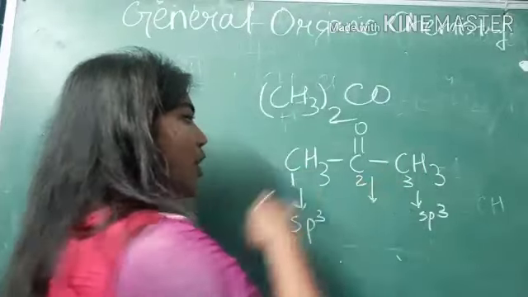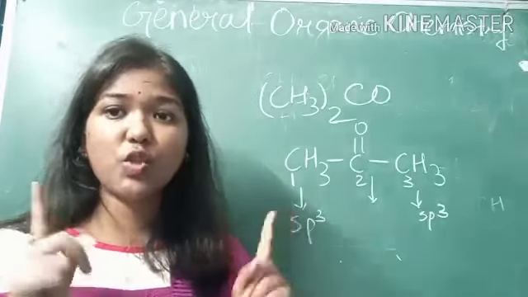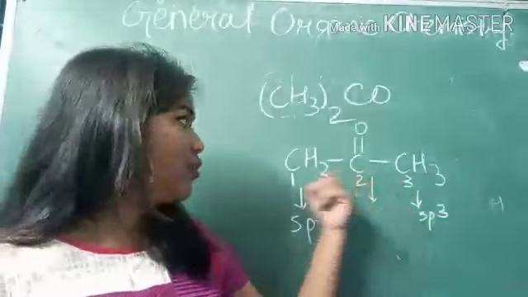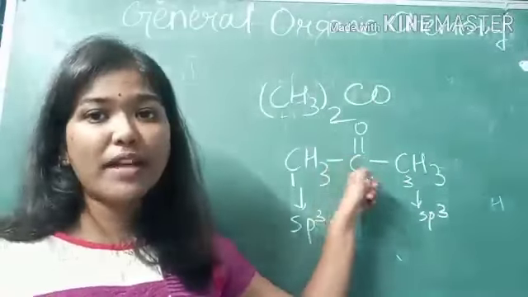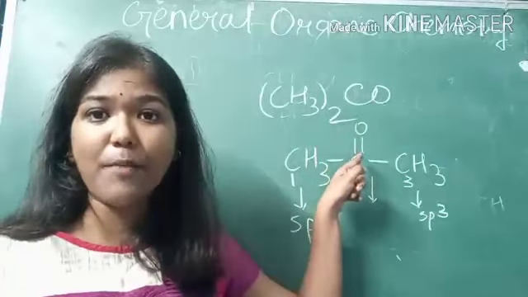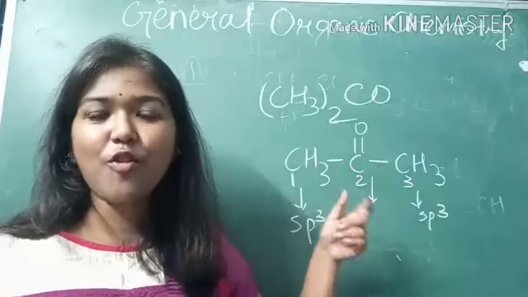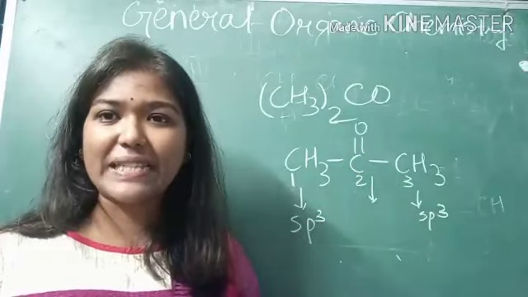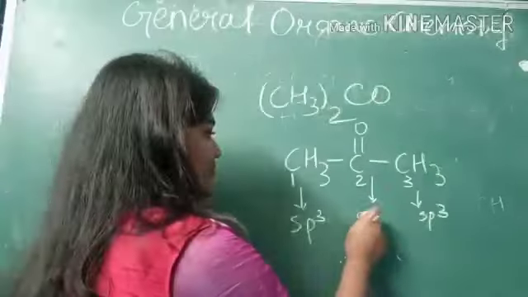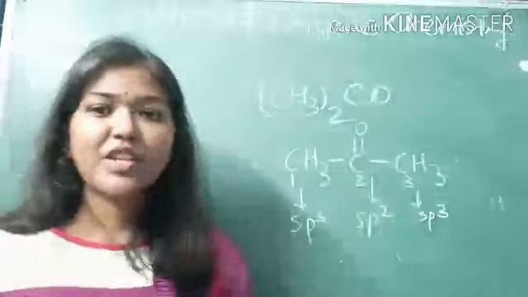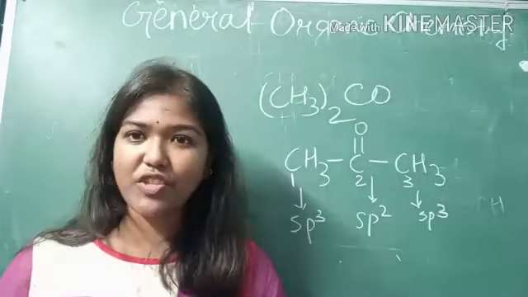And the second one, see, it has got 2 sigma bonds with carbon 1 and carbon 3, 1 sigma bond with oxygen and 1 pi bond with oxygen. So 1 pi bond means sp2. So in this way we can solve this question.